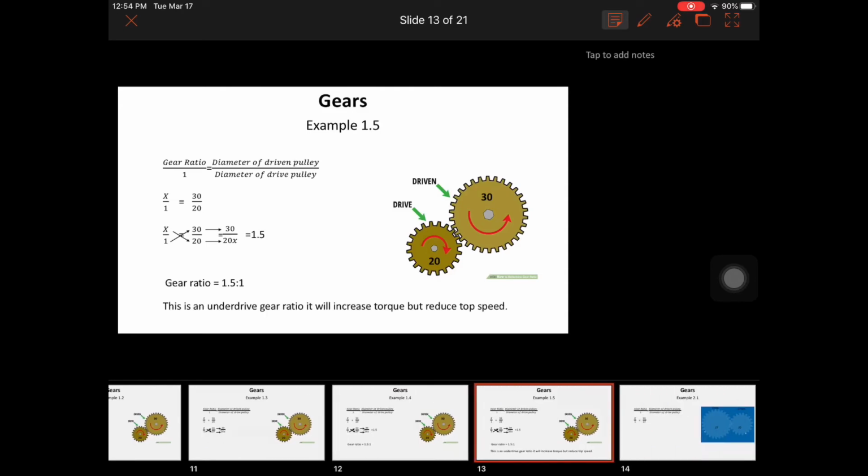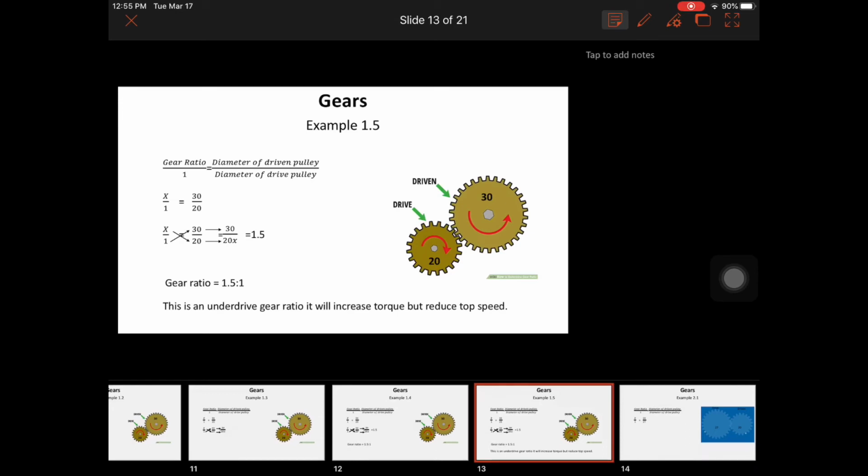Now, I need you guys to understand that this is what is called an underdrive ratio. An underdrive ratio means the speed ratio is greater than 1 to 1. So it will increase torque when we do this, but we are going to lose top speed, and that's kind of the trade-off that we're going to get. There's no free lunch, right? So we are trying to get more torque out of this situation. So this would be a lower gear, like let's say a first gear, to get that car to take off.